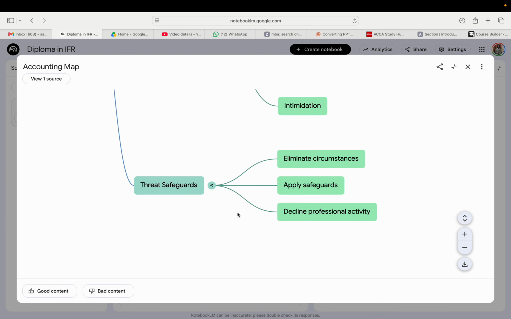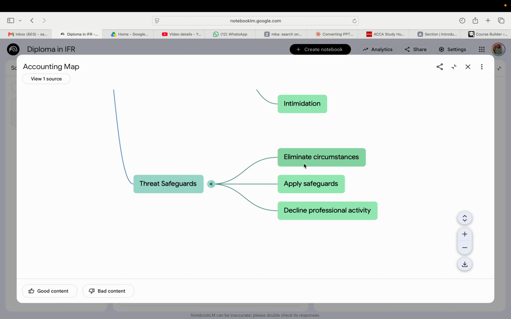These are the safeguards. You eliminate the circumstance, you either resign, do not work for them, or apply safeguards, or you decline the professional activity. So eliminate circumstance, apply safeguards, or if these 2 are also not enough, finally just decline. So this is all about the summary of lecture 1 of the diploma course.